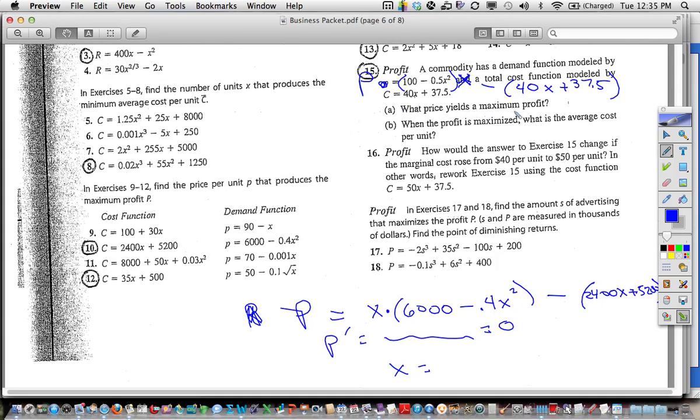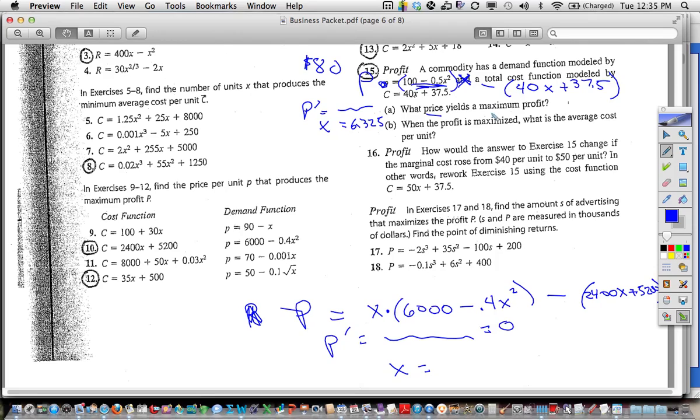So now what price yields the maximum profit? So we do P prime, whatever that comes out to be. We get x equal, let me see, I think I got that here. 6.325. But then they wanted to know what price. So you have to put that back here into your price equation. Okay? So you take 6.325, put it back into the price equation, it comes out to be $80. So a price of 80 would get the max profit.